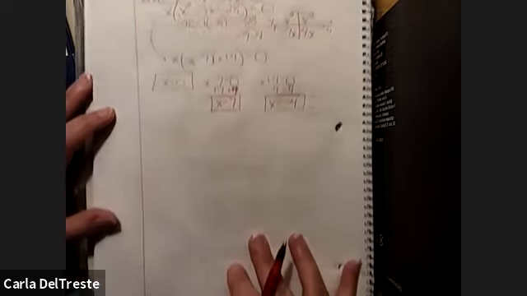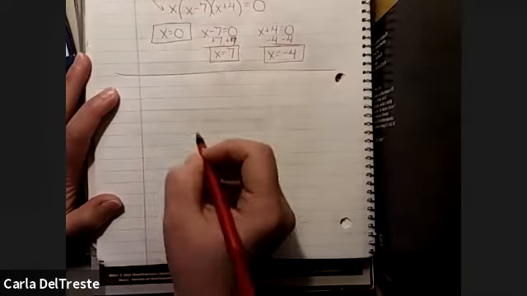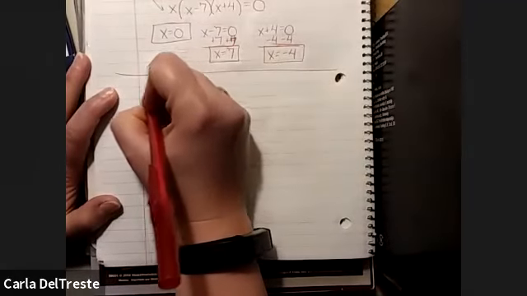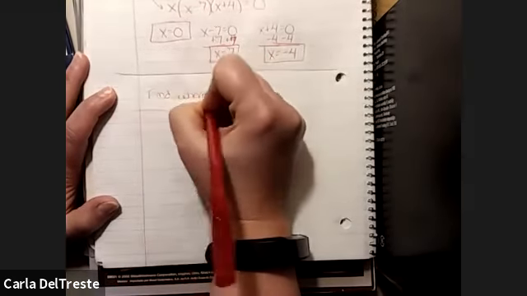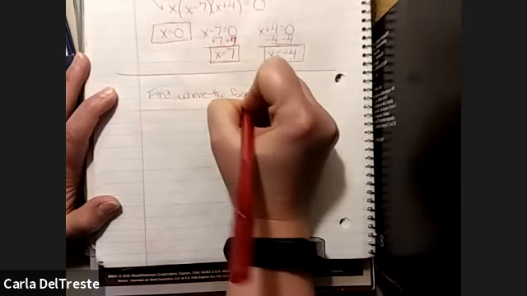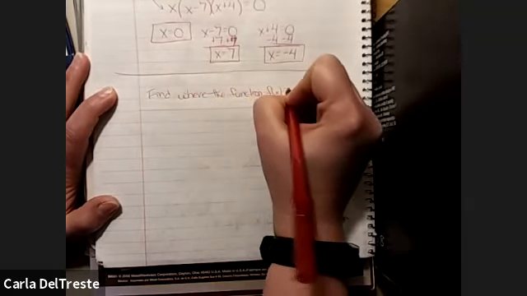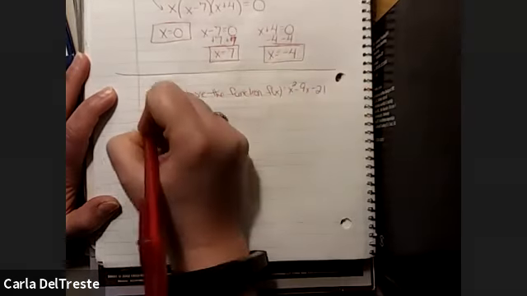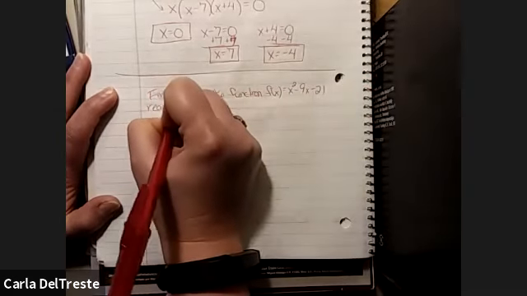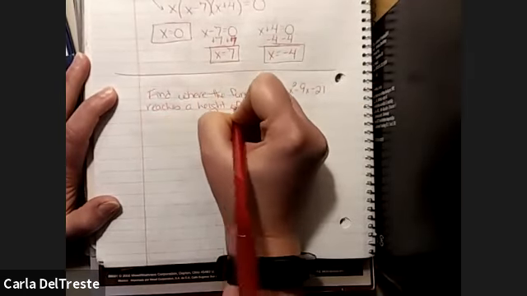All right, one more. Let's say we have: find where the function f of x equals x squared minus 9x minus 21 reaches a height of 15.